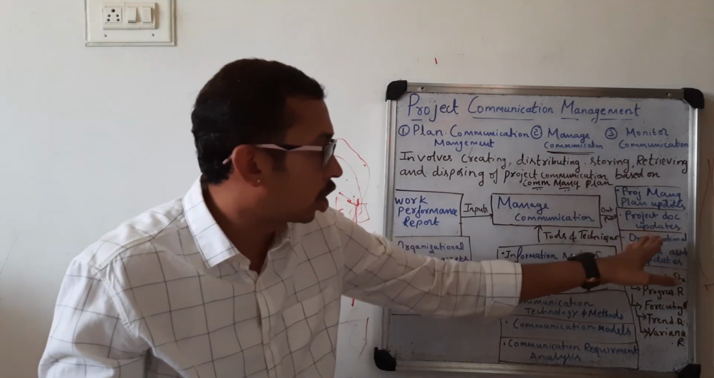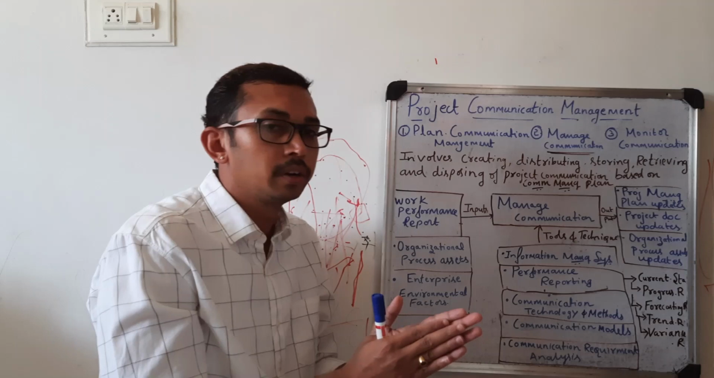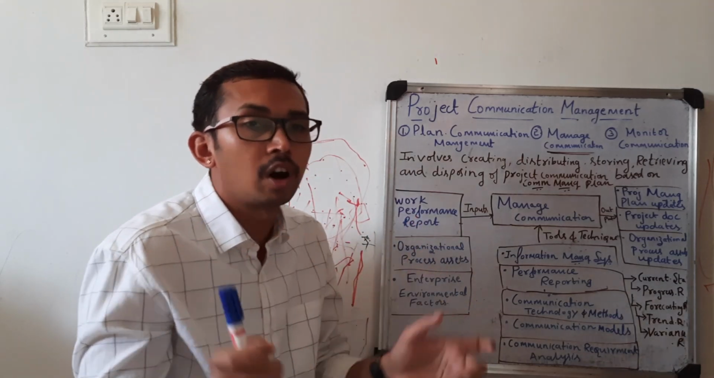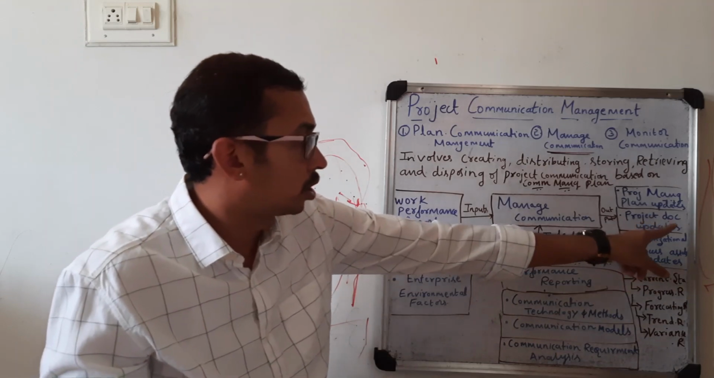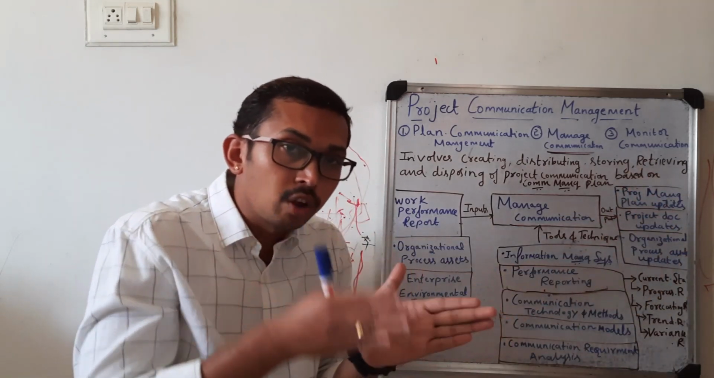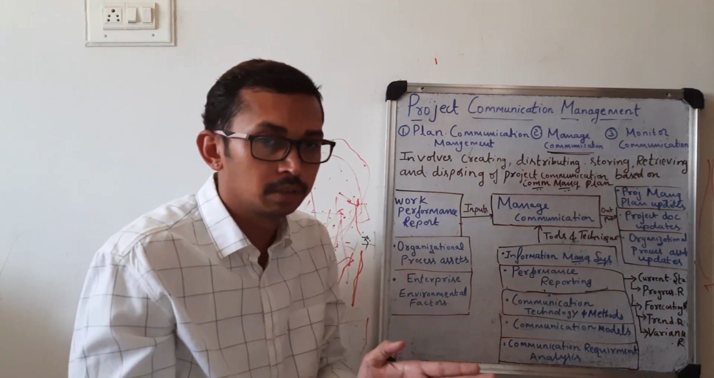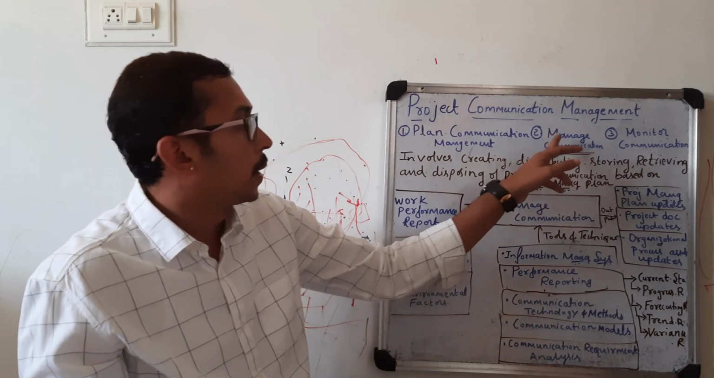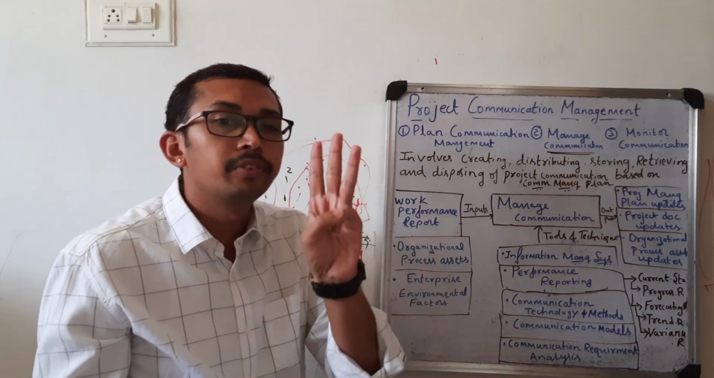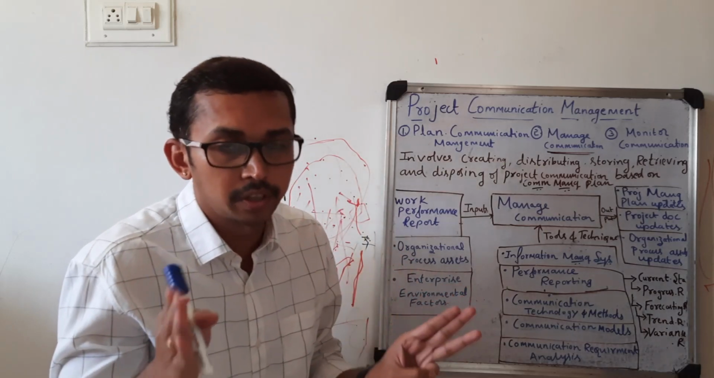Next, project document updates. What are the changes we have made? Those will be documented, and a required format will be generated. That is the project document updates. These are the updates we are going to maintain in the organization and in a system. So this is manage communication, and it comes in phase 3 of the project life cycle, that is the execution phase.